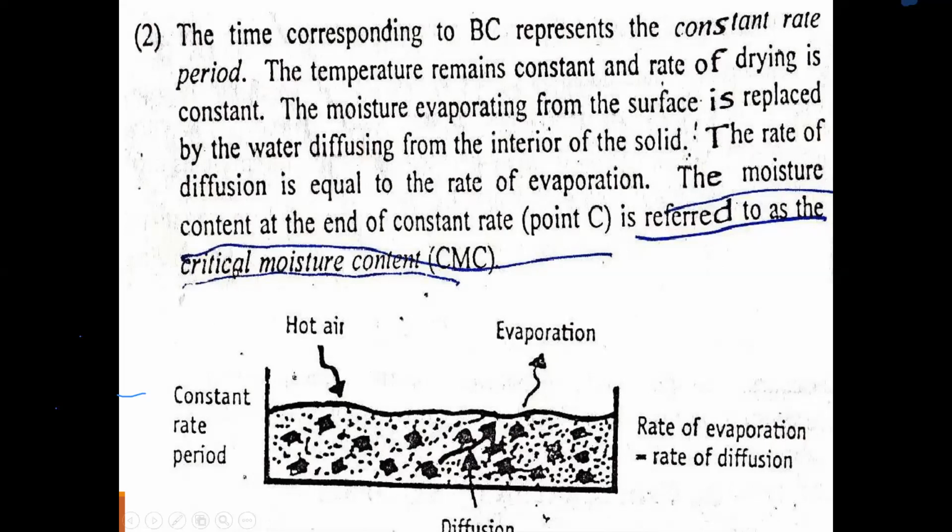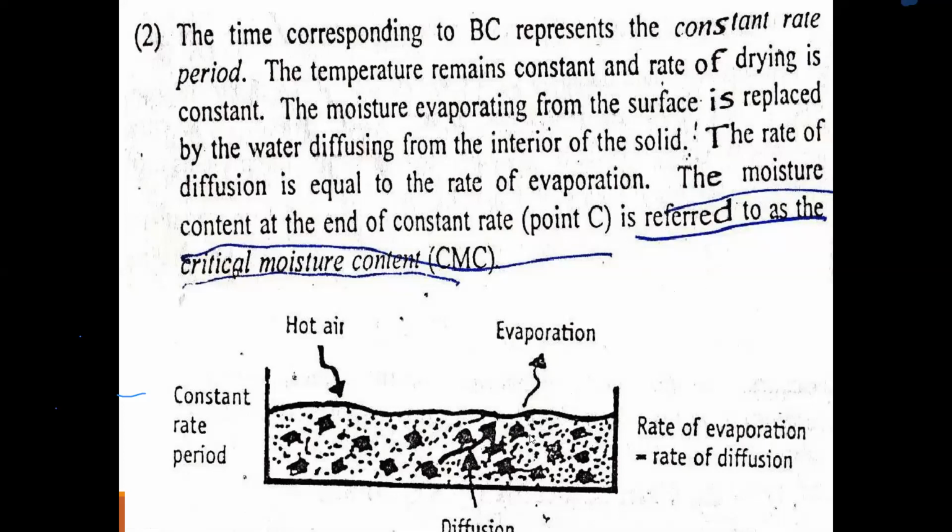So diffusion of the moisture from inside the solids to the outside surface, that process is called the rate of diffusion. So rate of diffusion is equal to rate of evaporation. म्हणजे इव्हॅपोरेशन कधी होईल, जे इनसाइड जे वॉटर आहे ते बाहेर आल्यानंतरच इव्हॅपोरेट होईल. जोपर्यंत आतलं जे वॉटर बाहेर येत नाही तोपर्यंत इव्हॅपोरेट होणार नाही. So that's why the rate of diffusion is equal to the rate of evaporation.